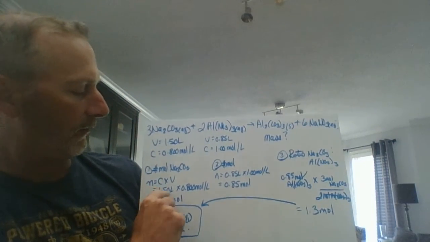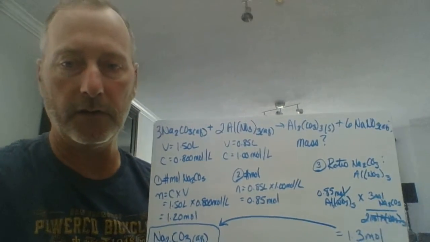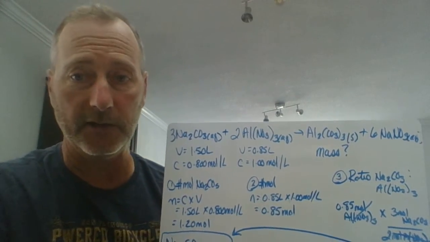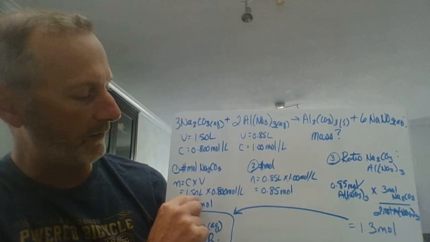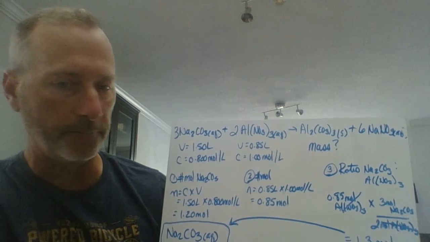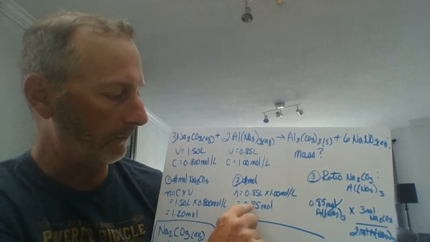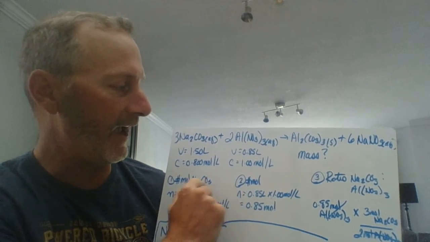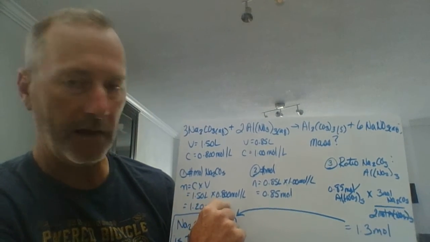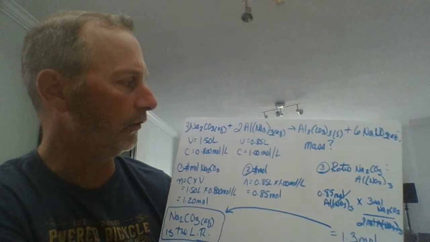Remember, always convert volumes. Whenever we're using this calculation, C equals n over V, you have to convert that volume to liters, which I've done here. 1.5 times 0.8 is 1.2 moles of sodium carbonate. 0.85 times 1 is 0.85 moles. So that's the number of moles I have. I have that much sodium carbonate, and I have this much aluminum nitrate.